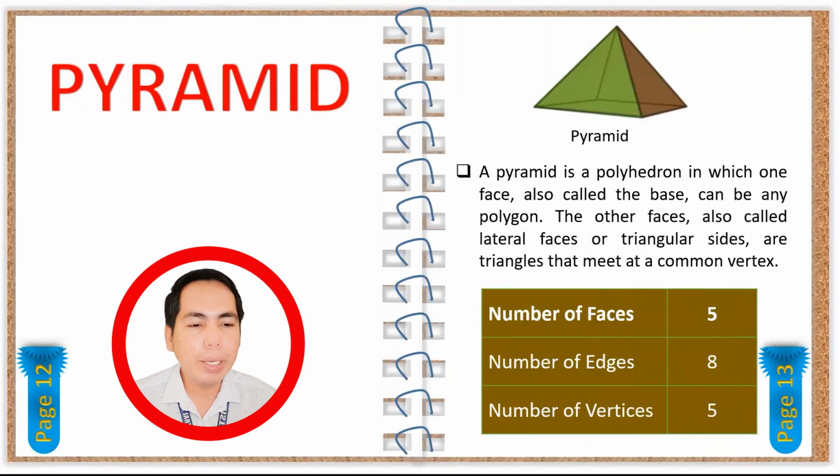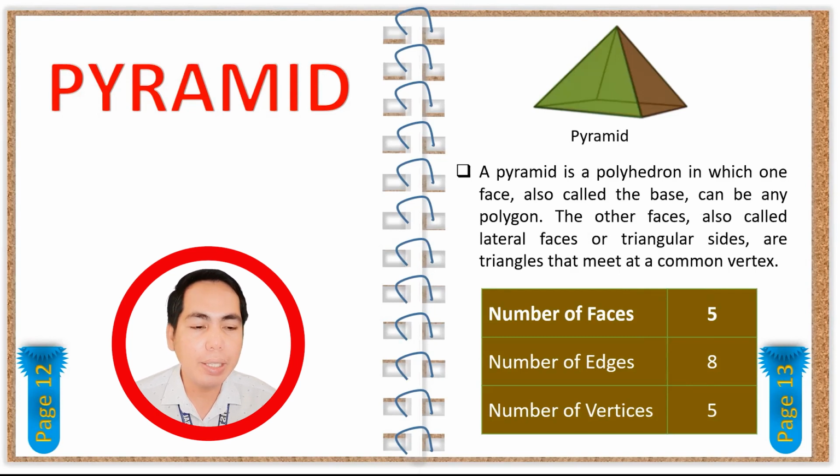Now let's have the pyramid. A pyramid is also a polyhedron in which one face, also called the base, can be any polygon. So again, since it is a polyhedron, a pyramid consists of faces that are all polygons. A pyramid has only one base and it can be any polygon. The other faces, called the lateral faces or triangular sides, are triangles that meet at a common vertex.